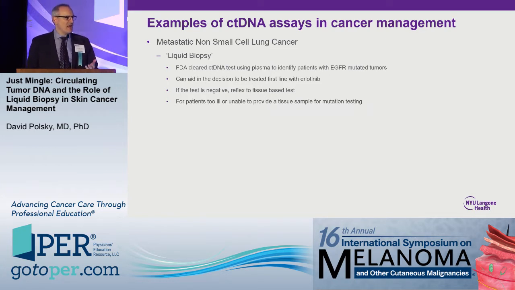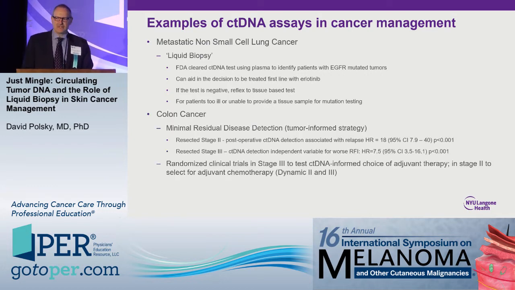So you know the patient has the mutation in their tumor even without the tissue biopsy, and you can go ahead and use erlotinib. If the test is negative, which it can be, it's about an 80% sensitivity, generally speaking, you reflex to a tissue-based test, and that patient needs to go for a lung biopsy. But really, for patients who are too ill or unable to provide tissue sample for mutation testing, this is really a very good option.